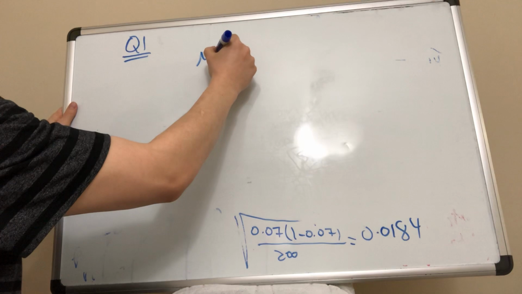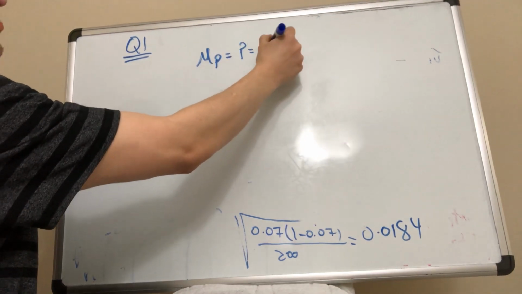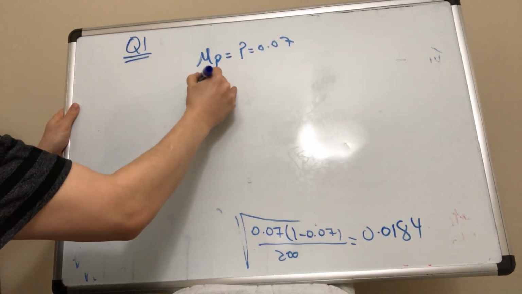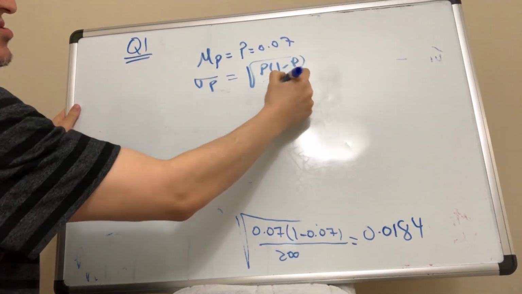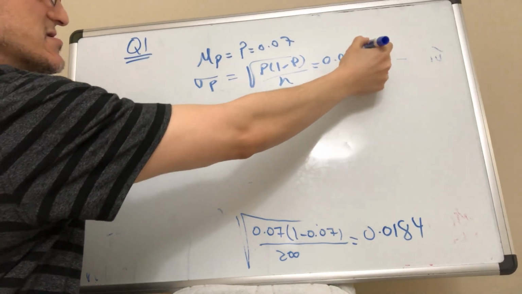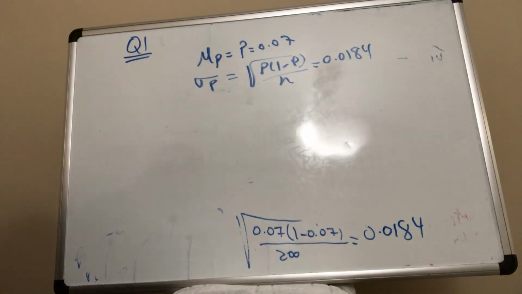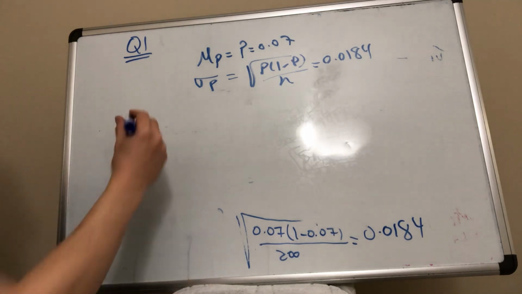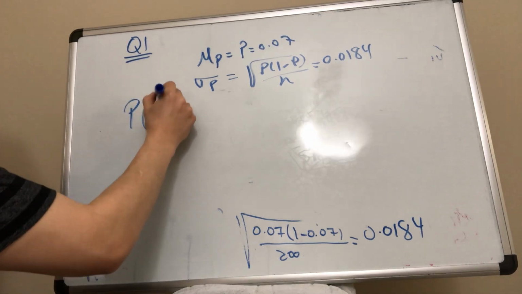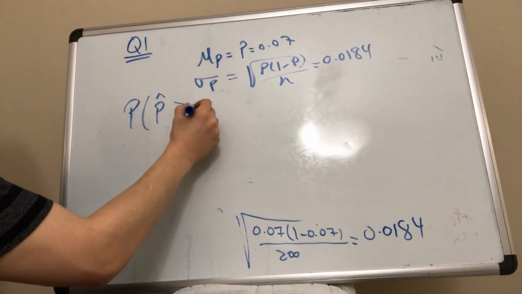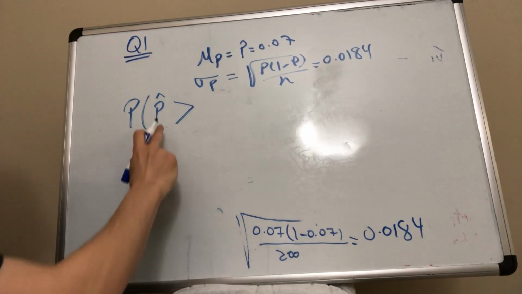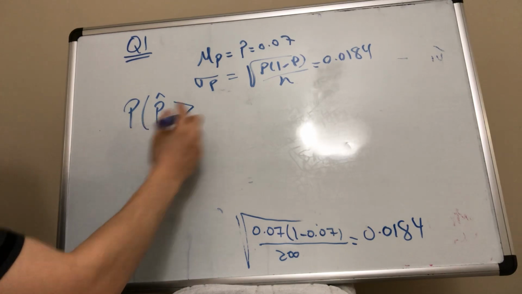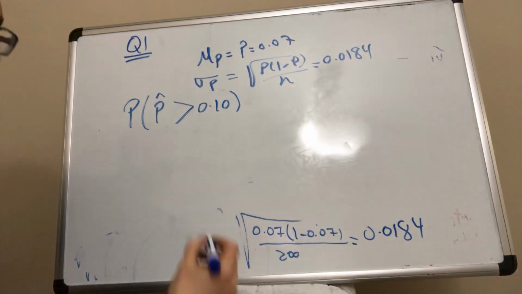And we found the mean for proportion to be 0.7, whatever the percentage is. And we found the sigma for proportion to be the square root of P(1 minus P) over N. And when we calculated this, it was 0.0184. And the question now, what's the probability over 10%? So what's the probability that you get a P hat, a certain percentage, or observed percentage, or sample percentage, that exceeds 10%?